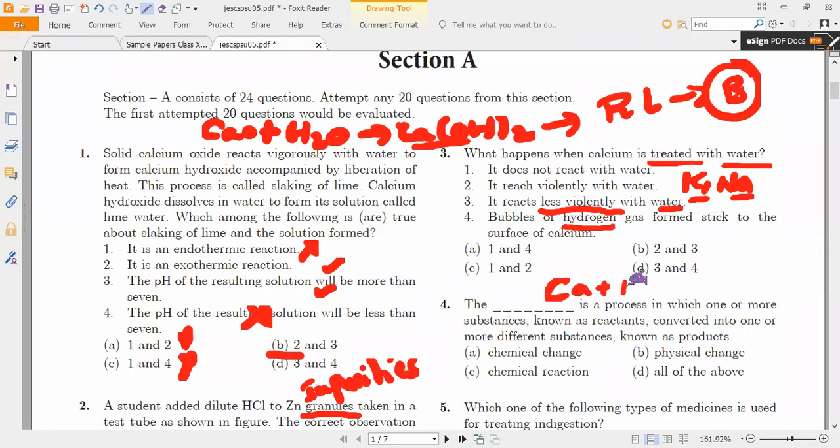So calcium will react with that too. You can check the paragraph and the tabular column. Cold water, hot water? Cold water only, but it will be less reactive. So we get calcium oxide plus hydrogen gas. Yes or no? Please respond. So options 3 and 4 both are correct. Which option is showing 3 and 4? Option D.